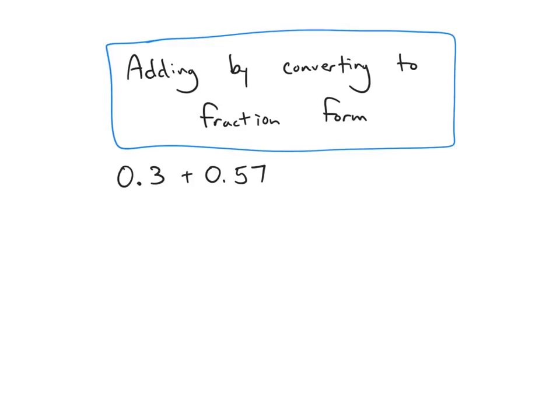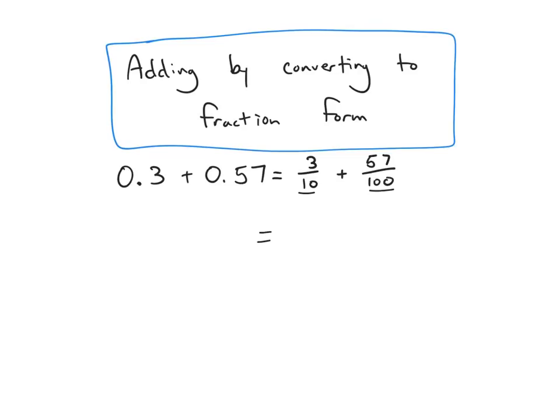And so the first thing I'm going to do is convert each of these decimals into fraction form. So I know that 3/10 is equal to 3 over 10 written like this, and 57/100 is 57 over 100. Now, if you remember back to our fractions unit, we know that we can't add fractions together if their denominators don't match. So in this case, our denominators do not match. But what we can do is change the numerator and denominator of one of these fractions so that they match.